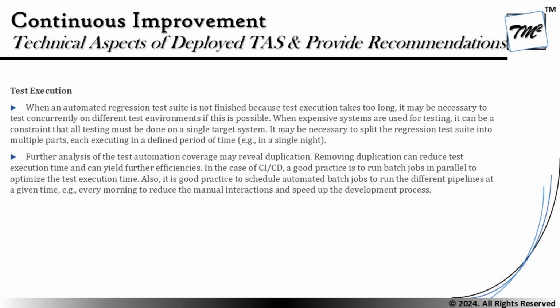The very next point here is talking about the further analysis of the test automation coverage may reveal duplications. Removing duplications can reduce test execution time and can yield further efficiencies. In the case of CI/CD, a good practice is to run batch jobs in parallel to optimize the test execution time. Also, it is a good practice to schedule automated batch jobs to run the different pipelines at a given time, for example, every morning to reduce the manual interaction and speed up the development process. Indeed, that's a very common step to perform.